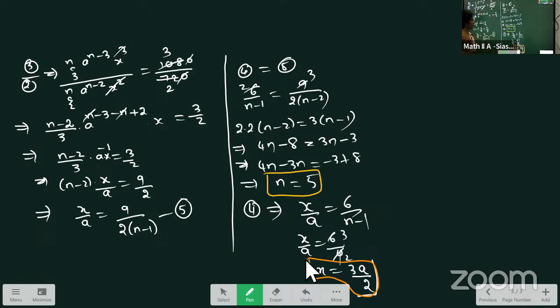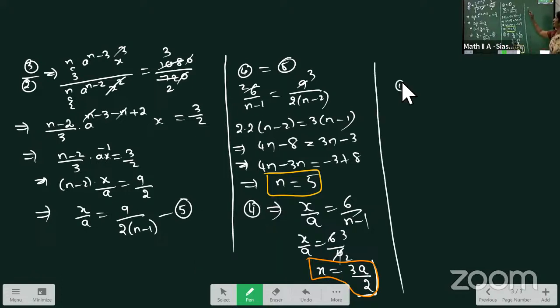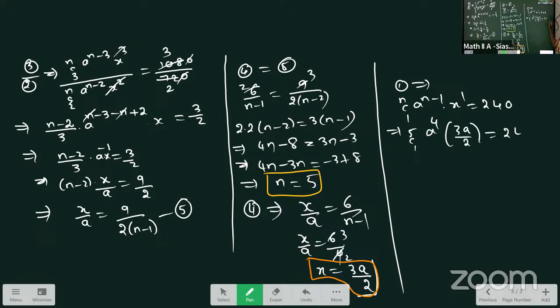After getting n value, if we substitute n in equation 4, we got the relation of x and a, but we did not get the exact value of x and a. So here, again, go to equation 1 and substitute all three values. What is our equation 1? nC1 a to the power n minus 1 into x to the power 1 is equals to 240. Substitute n is 5 and a is as it is. A to the power 5 minus 1 is 4. X value we got as 3a by 2 is equals to 240.